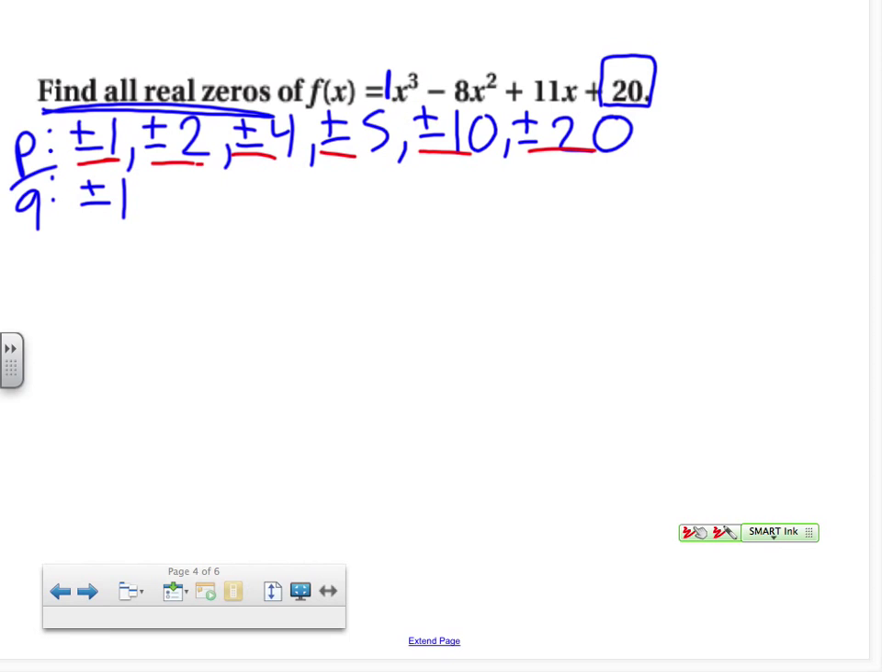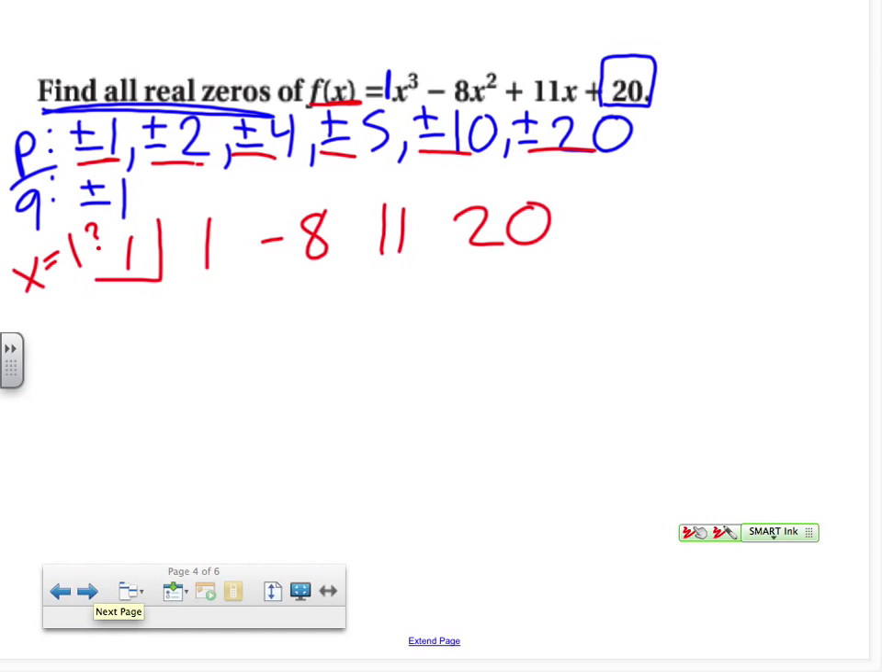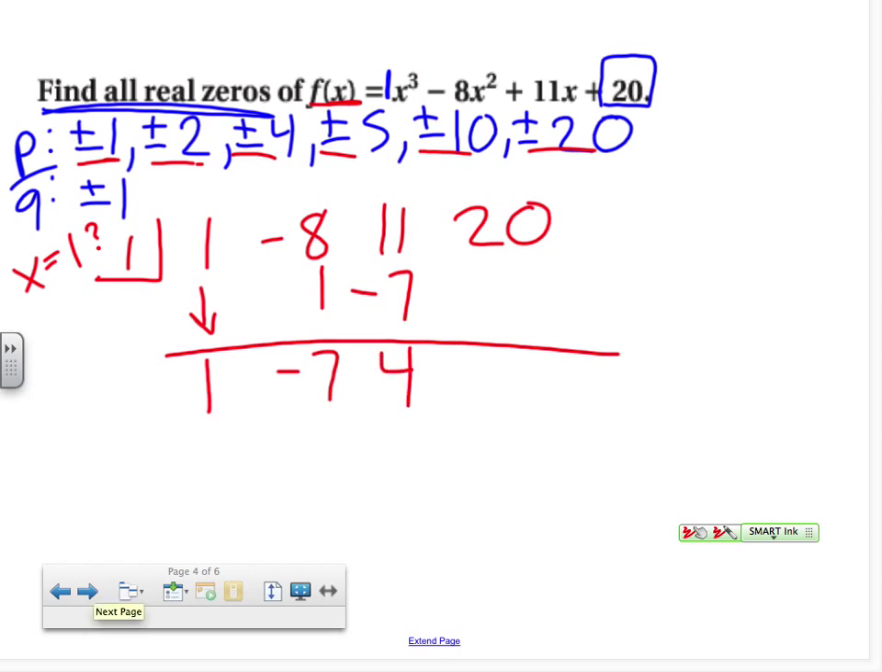So I'm going to start with the solution x equals 1 and see if that works. So I'm going to put 1 in the box and I'll do synthetic division with this function. So I list my coefficients in descending order and making sure I'm checking for holes. And I don't have any. Now I will divide. So I pull the 1 down, multiply by the box, and I get 1. 1 minus 8 is negative 7 times 1. 11 minus 7 is 4. Times 1 is 4. And I got 24 as a remainder.